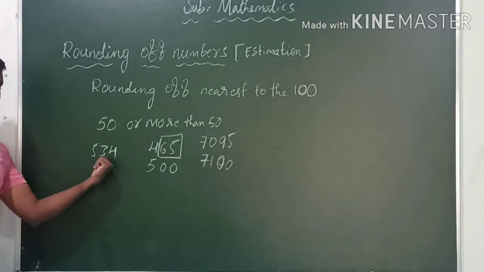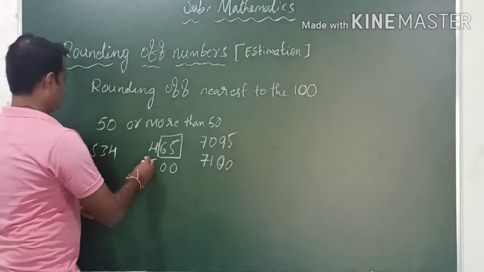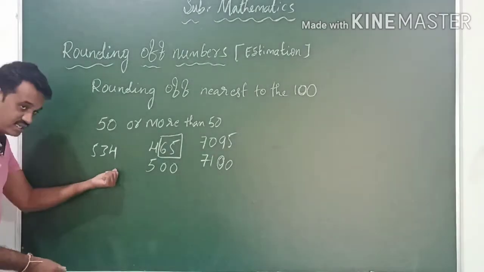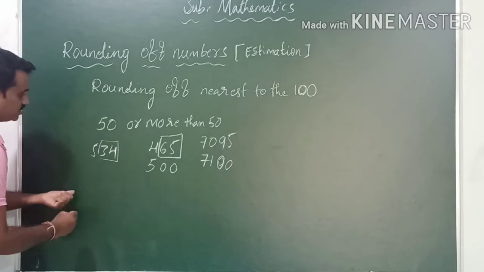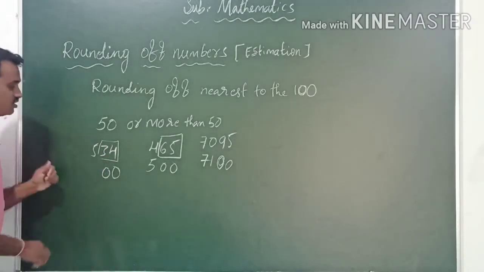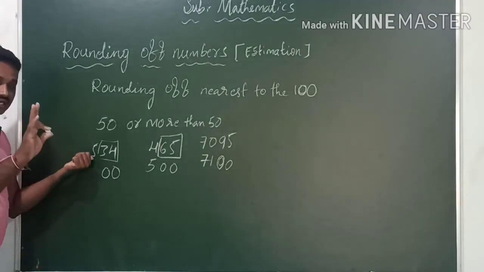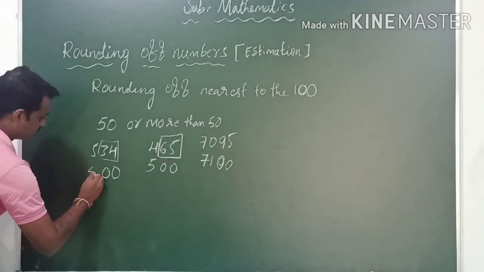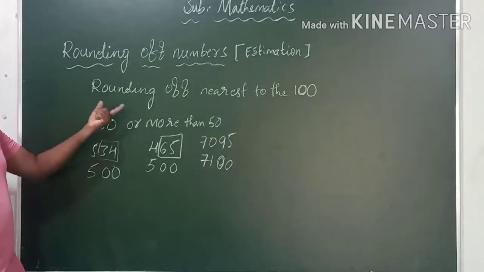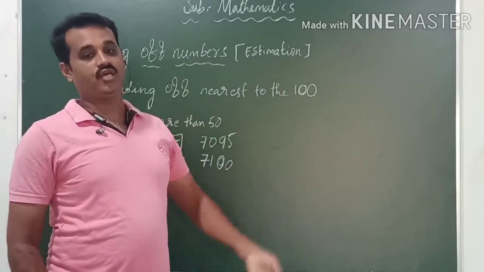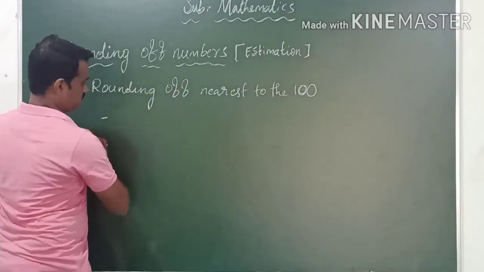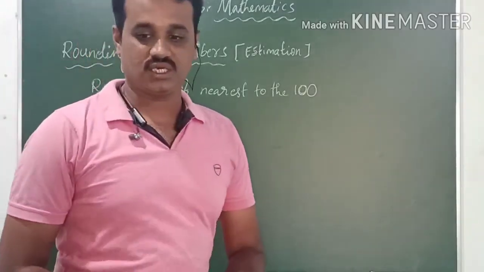If it is 534, it is less than 50. If it is less than 50, the tens and ones place will become 0 and the 100 place number remains as it is, 500. Understood? This is rounding off to the nearest 100. One more example I will show you. If it is 5-digit numbers, how will you round off the numbers?